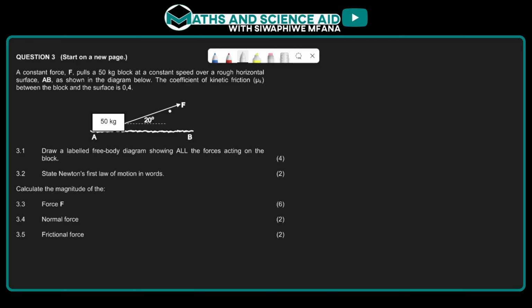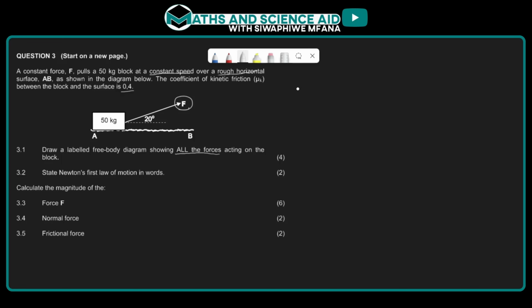In this question, a constant force F pulls a 50 kilograms block at a constant speed over a rough horizontal surface AB, as shown in the diagram. The coefficient of kinetic friction between the block and the surface is 0.4. And the first part of this question says, draw a labeled free body diagram showing all the forces acting on the block. And so here is how we can answer 3.1.